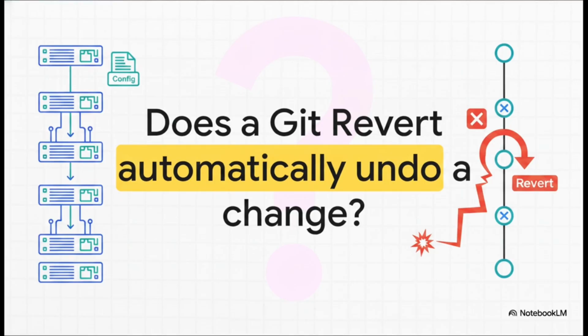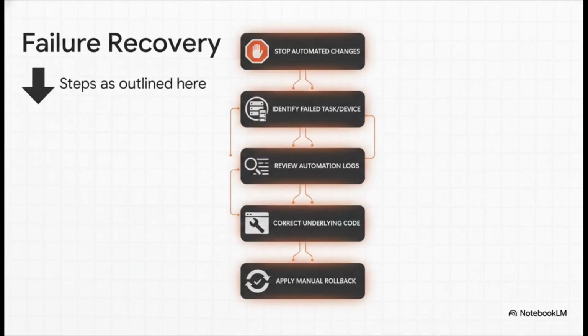Because there is a very common and frankly highly dangerous misconception out there that simply clicking revert commit in your version control will magically unconfigure a physical switch. Well, spoiler alert, the answer is a resounding no. You see, a git revert just changes a text file in a repository. It doesn't automatically reach out and undo hardware state.